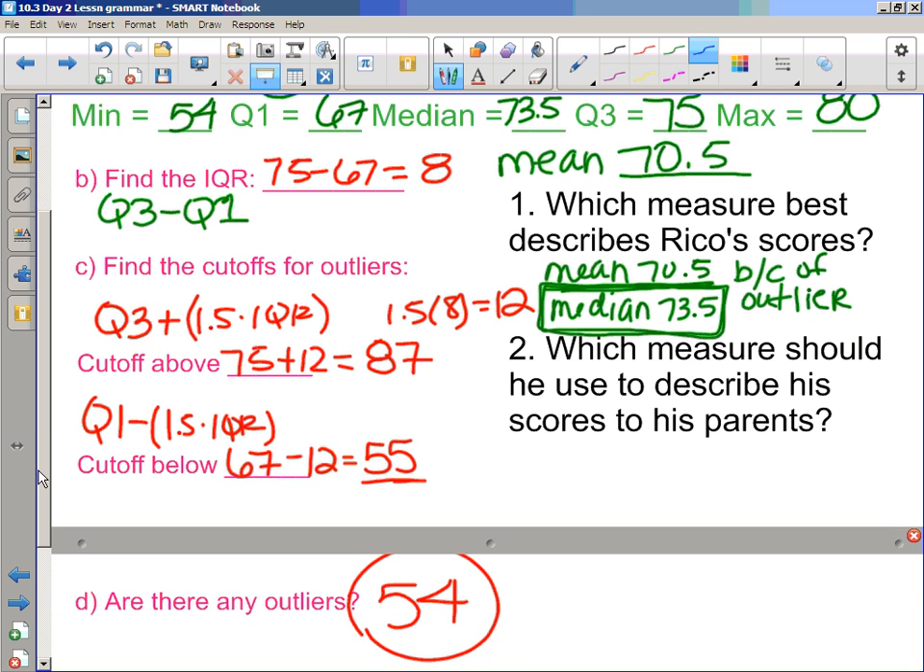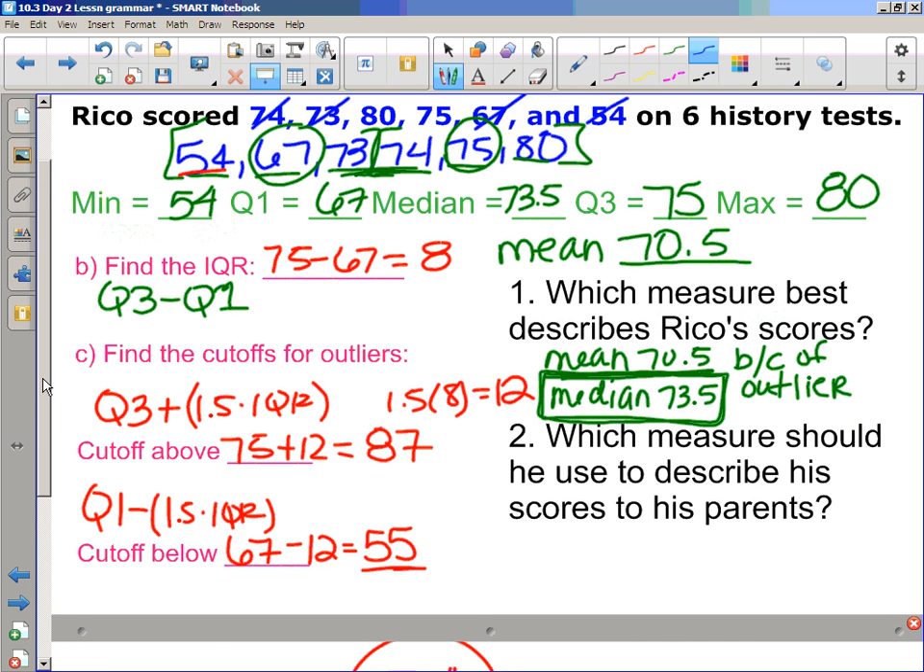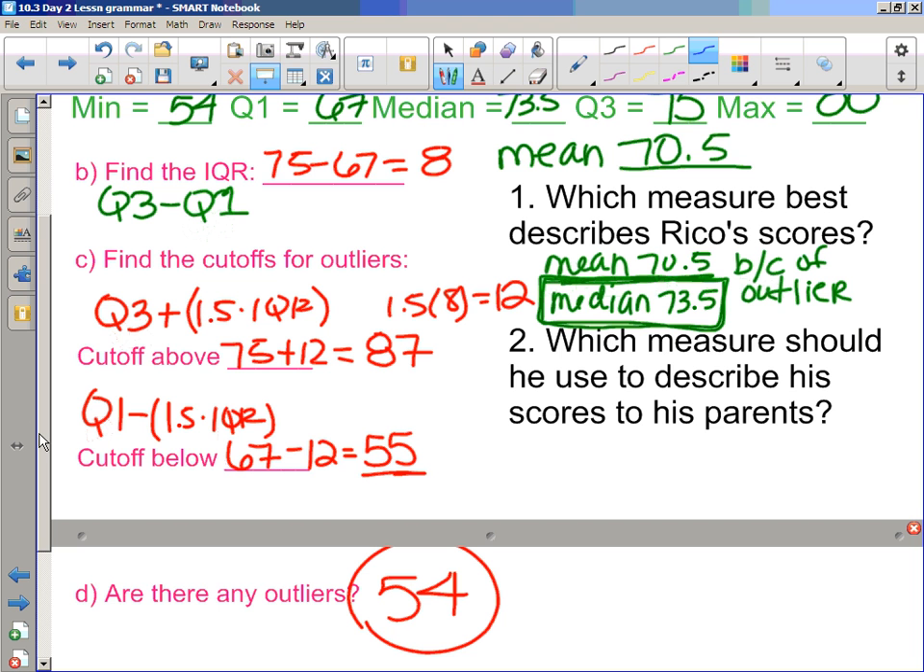And then it says, which should you use to describe his score to his parents? And again, since the median's higher, I would say the median, because he wants to tell his parents he's doing really well. And so he should use the median to describe his scores.